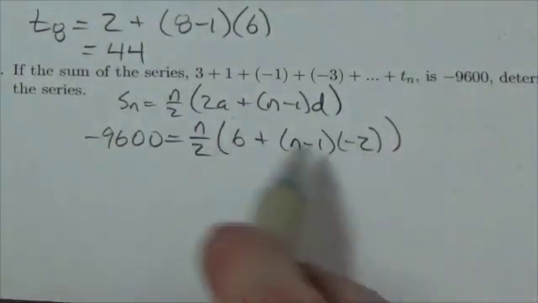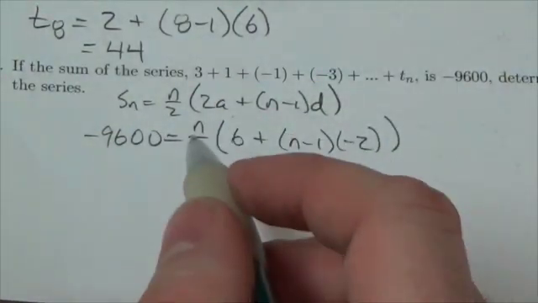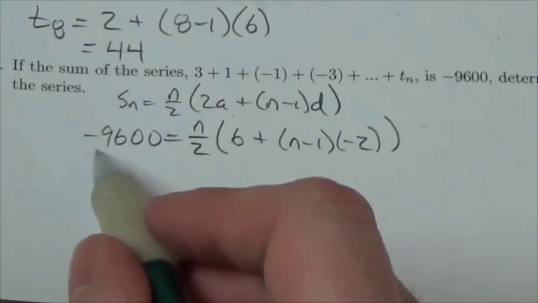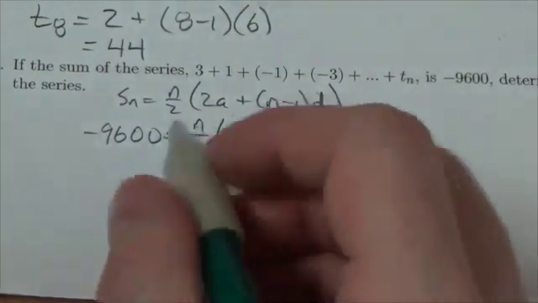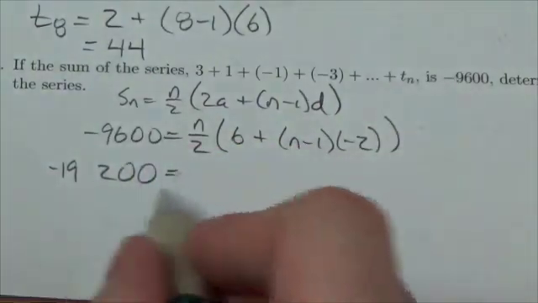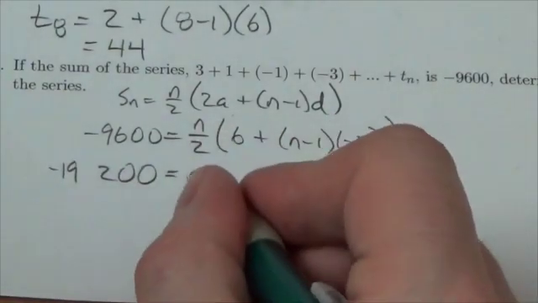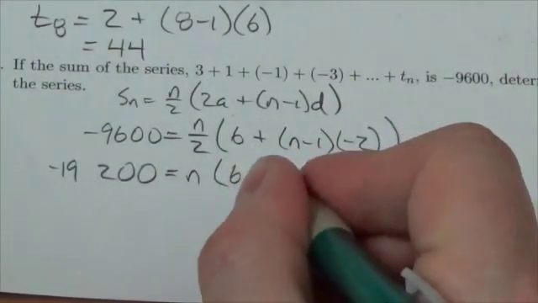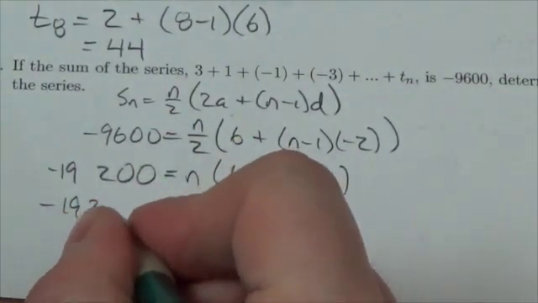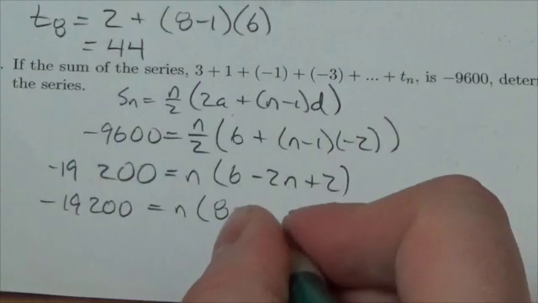Okay, so what I've got here is an expression that's got a couple of n's in it, so I'm going to expand that out. I'm going to be pretty lazy here and multiply both sides of this equation through by 2 to get rid of the 2 in the denominator. So that is going to end up being negative 19,200. I'm just going to double check that I did that right. Then I'm going to simplify what's going on here. This will be 6 minus 2n plus 2. So negative 19,200 is going to equal n times (8 minus 2n).